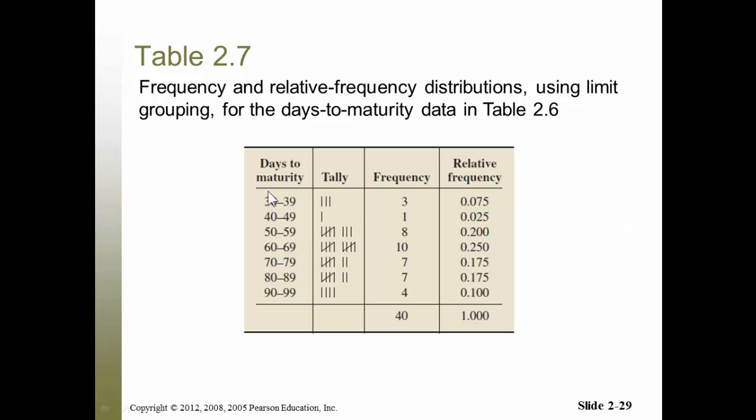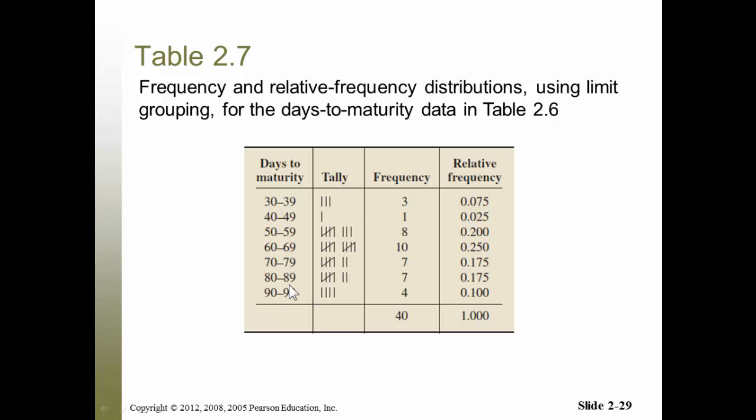So now we have categories 30 to 39, 40 to 49, etc. We'll talk about how we can get an average of these in time. Meanwhile, we have a tally for the number in each of the categories. Observe that the categories all have the same width and that they do not overlap each other.